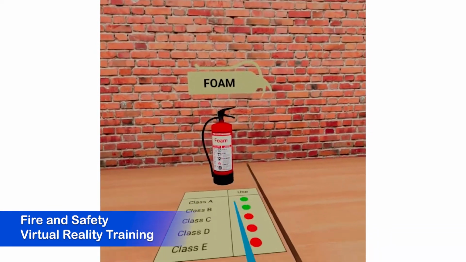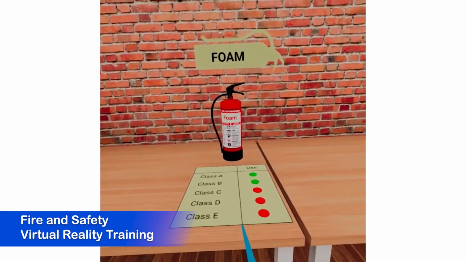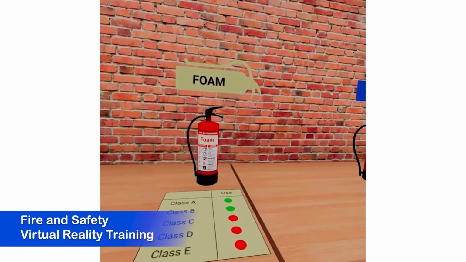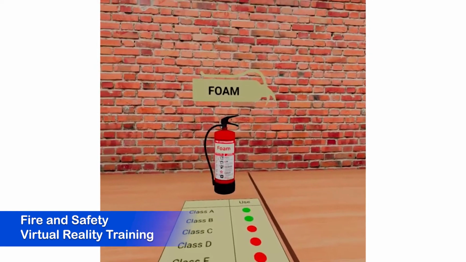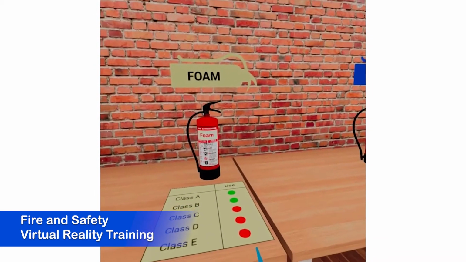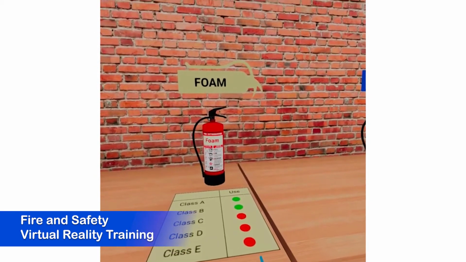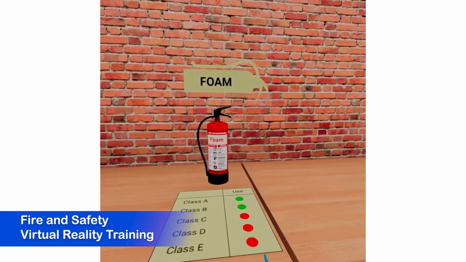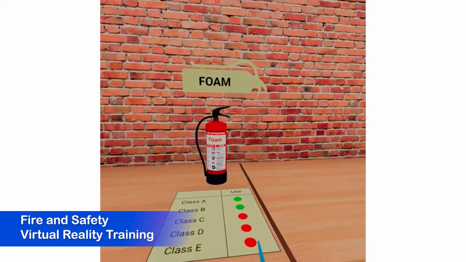Foam fire extinguishers can be used on Class A and B fires. They are most suited to extinguishing liquid fires such as petrol or diesel, and are more versatile than water jet extinguishers, because they can also be used on solids, such as wood and paper. Foam extinguishers have a cream label.